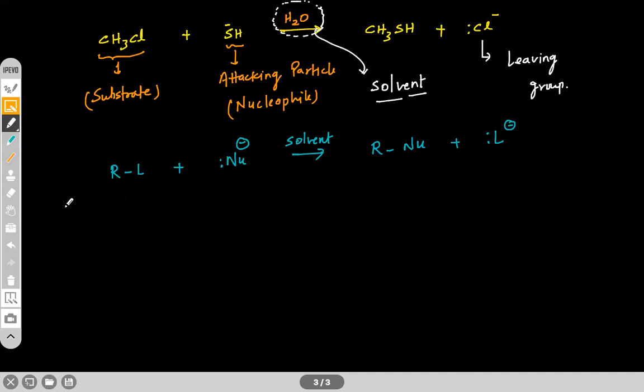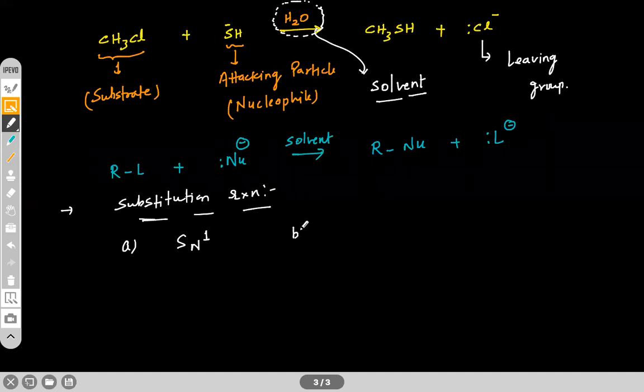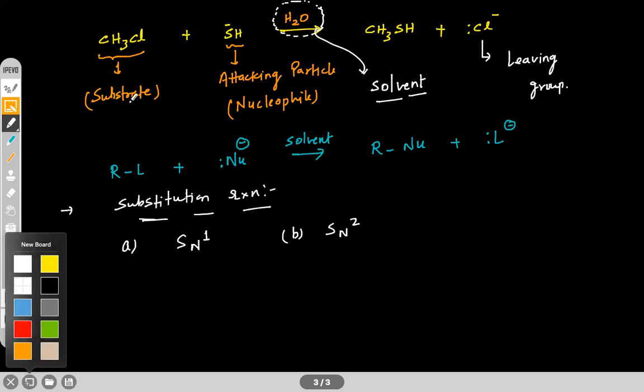Like I said, there are many different types of substitution reaction. But for KVPY, we are going to focus on only two, that is SN1 and SN2. But before going into this, let us discuss these four factors: substrates, attacking particle, solvent, and leaving group. We'll have a brief discussion.